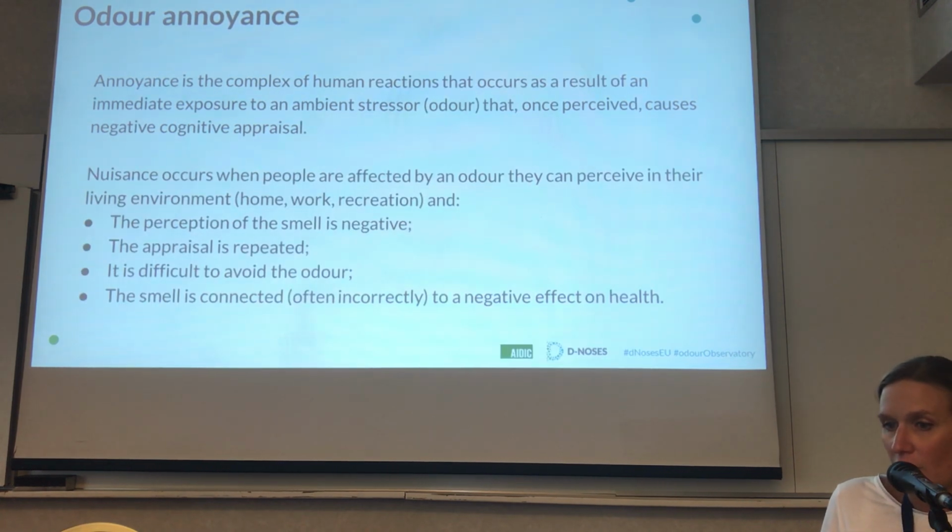And going back to odor annoyance, as we said before, what is odor annoyance? Annoyance is complicated to define. It is the complex of human reactions that occurs as a result of an immediate exposure to an ambient stress, or that causes negative cognitive appraisal. It depends if the perception of the smell is negative, if it is repeated, if it is difficult to avoid the odor, and if the smell is often, incorrectly, connected to a negative effect on health, as I explained a few minutes ago.